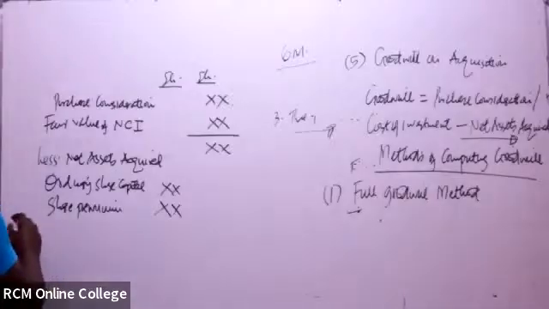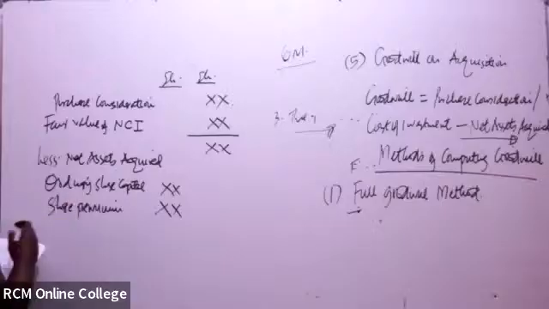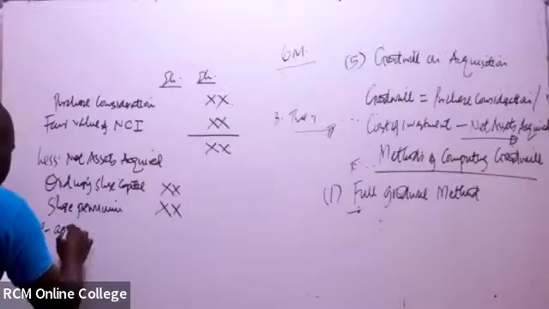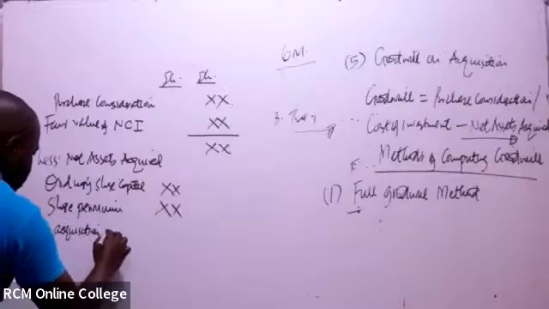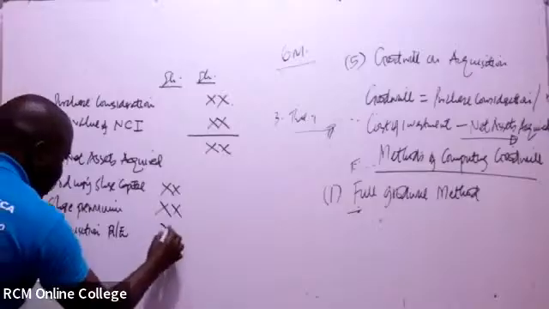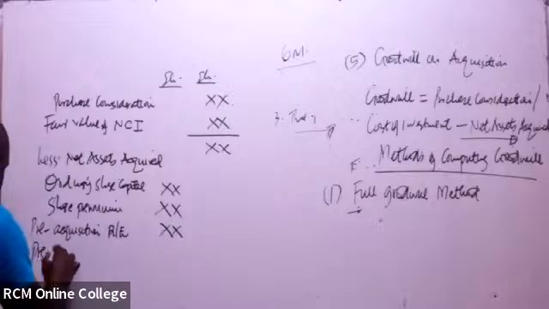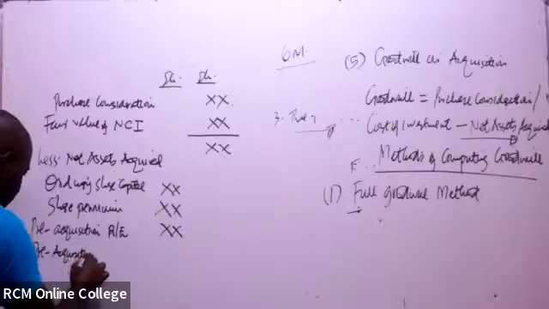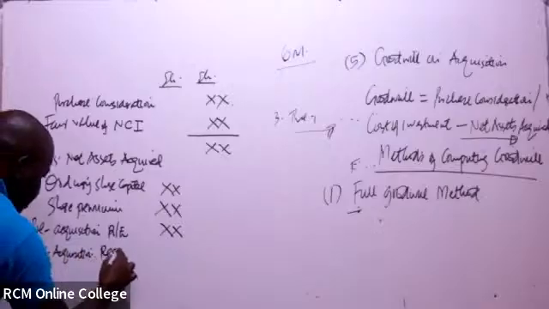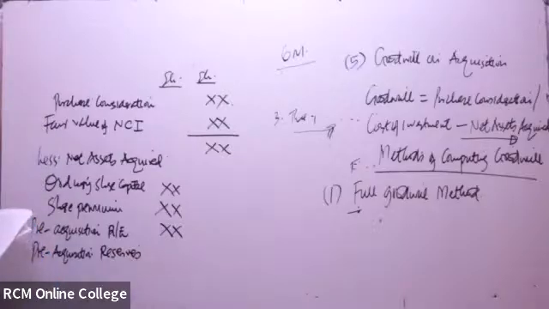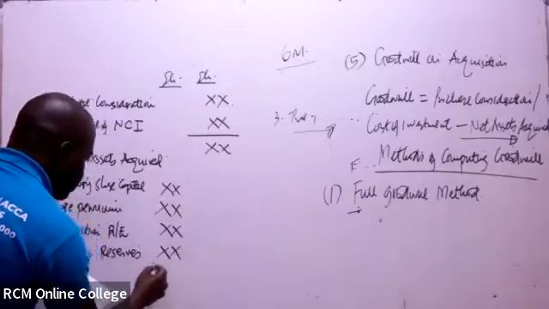Then these ones will not actually be there, but you'll have to consider them. So you'll have pre-acquisition retained earnings. You'll have to put them there. Then you have pre-acquisition reserves. You'll be able to put them there.